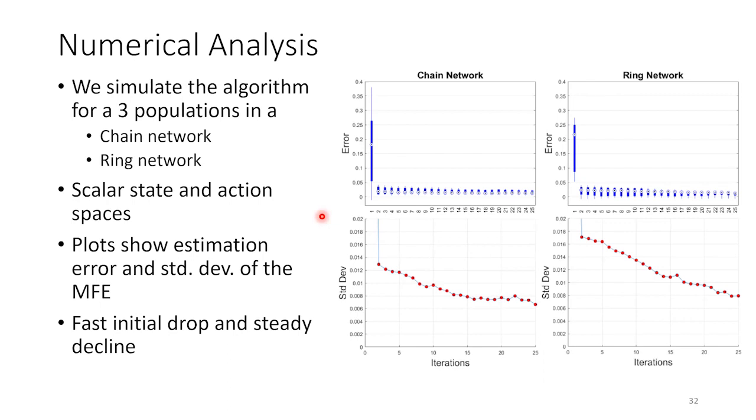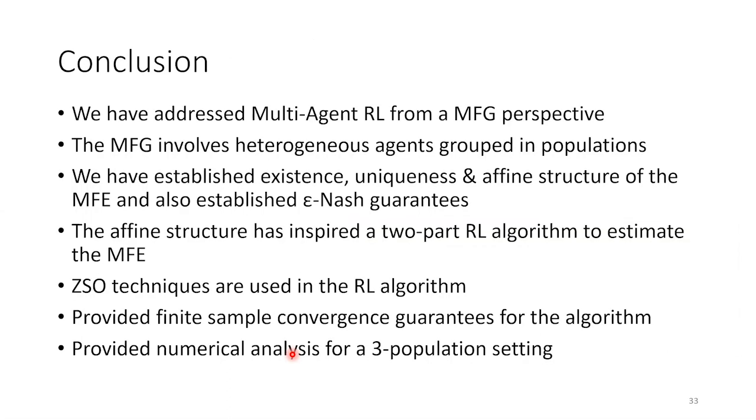And because of those, we could get pretty good estimates of the controller and the mean field linear and offset components. And because of that, we get pretty fast convergence in the first step. And then after that, we have a slow, steady decline of the error. Okay, so we just had some numerical analysis for our algorithm.